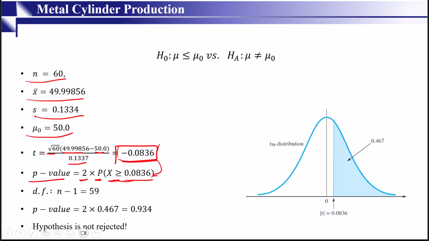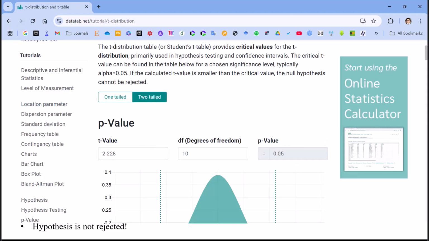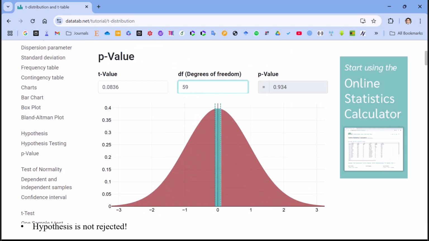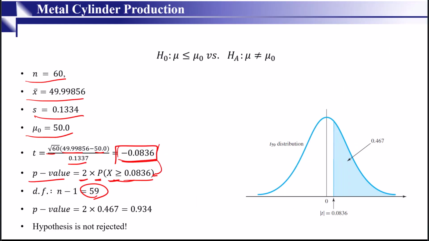If we want to find the p-value, we have degrees of freedom 59. If we go to the table, we just add our t-value, and with degrees of freedom 59, we can find 0.934. So the p-value is 0.934, based on the image here.